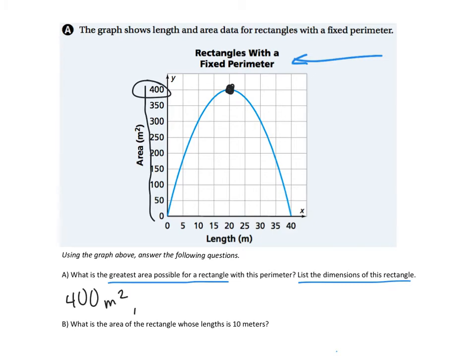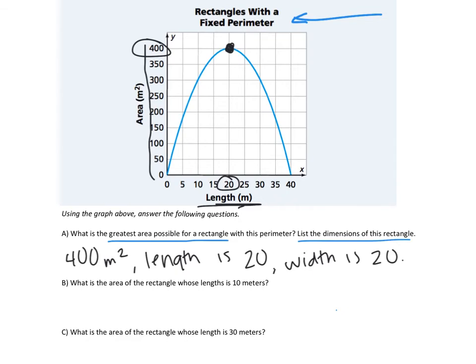So that means, how can I figure out its dimensions? Well, looking at the point below, it gives us its length. So we know the length is 20. And so that would, of course, mean the width is also 20. And I'm sure you're probably realizing now that the rectangles that are going to give us the greatest amount of area are always going to be closest to squares. We're going to be squares.